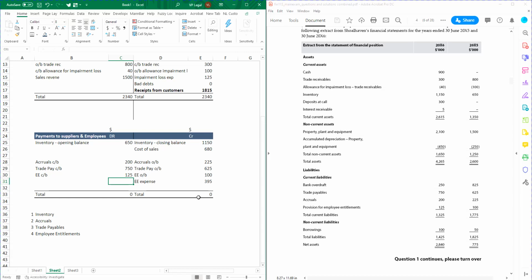Okay, cool. So it looks like we've got everything now in here. So what I'm going to do now is add up each of them. Okay, and again, we need to add in our balancing adjustment somewhere, because the difference is basically our payments to suppliers. And this is basically the missing part, which gets to our movement between our inventory, our accruals, our trade payables, our employee entitlements, all of our working capital items. So this is basically the purchase difference.